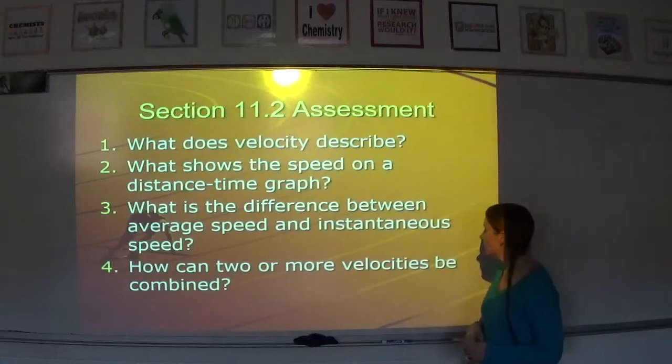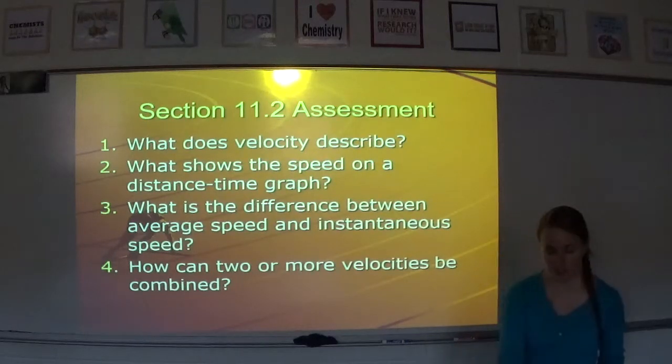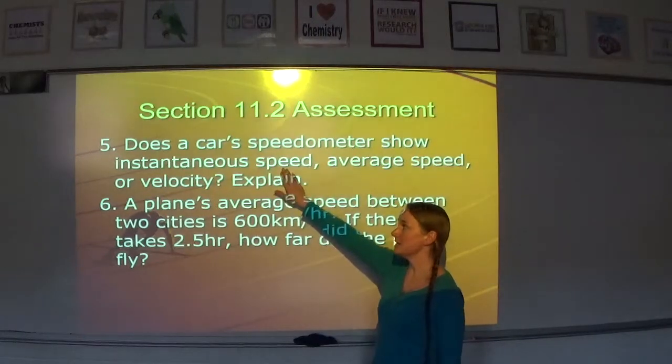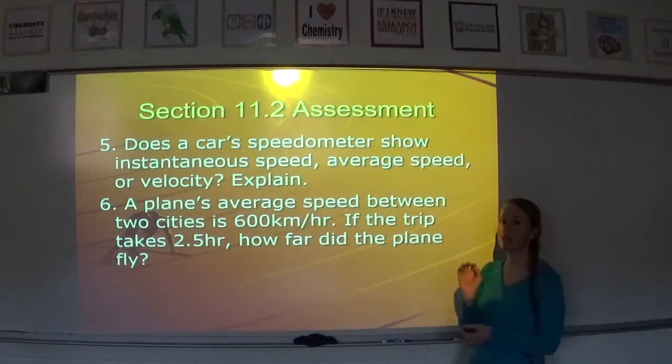How can two or more velocities be combined? Through vector addition, because remember, velocity is a vector, just like displacement. Does a car's speedometer show instantaneous speed, average speed, or velocity? Explain. Well, my car's speedometer shows instantaneous speed because it shows the speed I'm going right then at that instant.